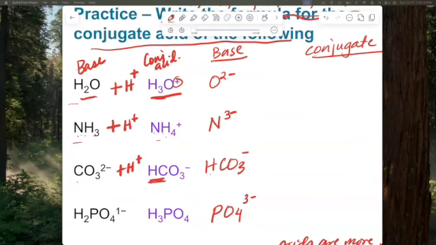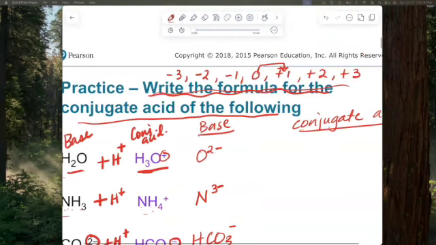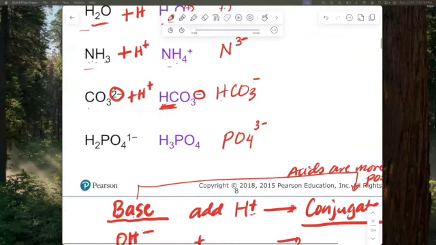So you see that? The H goes in front of the rest of the formula. And how do you know what the charge is? You start off with -2, just move one spot and you become -1. That's how we get this one here. And then here we have H2PO4, one negative.